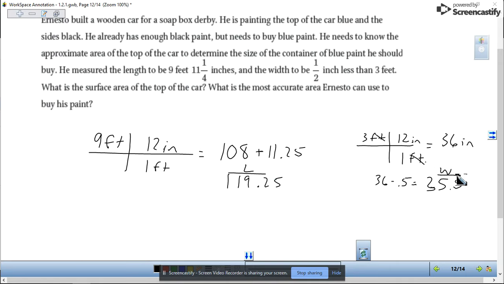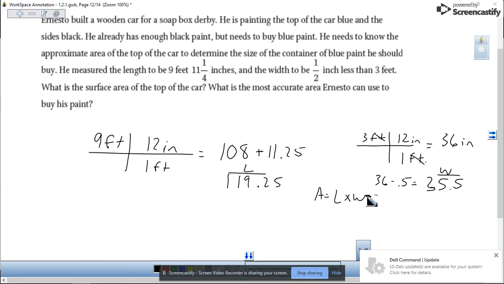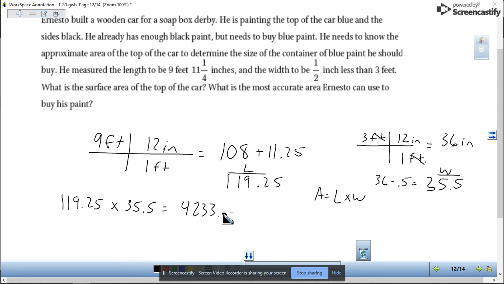To find area is length times width. We're assuming it's rectangular here. So when we multiply those together, we did 119.25 times 35.5, and we get 4,233.375.